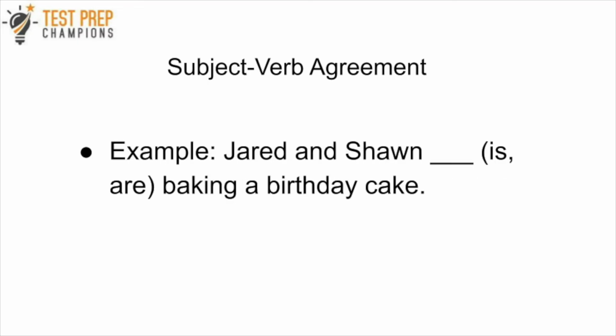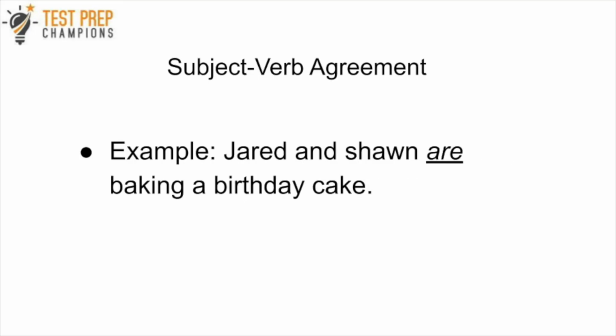Let's look at an example here. In this sentence, Jared and Sean blank, is or are, baking a birthday cake. How do we solve this one? Well, to answer, let's first determine the subject. We see that there's two subjects, both Jared and Sean, and the subjects are joined by the word and, so therefore we want to use the plural verb. So the correct sentence should read, Jared and Sean are baking a birthday cake.